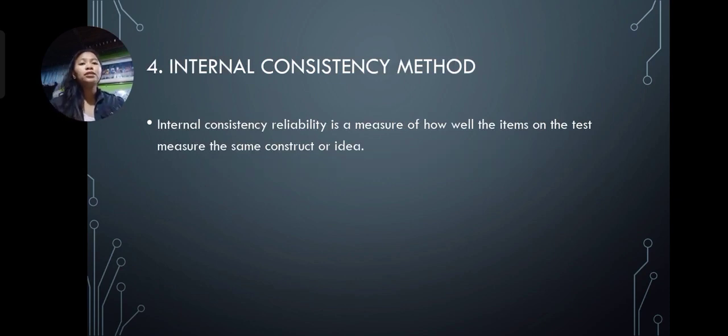So the last one is the internal consistency method. The reliability is a measure of how well the items on the test measure the same construct or idea. So for example, if you create a quiz to measure students' ability to solve quadratic equations, you should be able to assume that if a student gets an item correct, he or she will also get other similar items correct. So that would be the four methods of reliability.